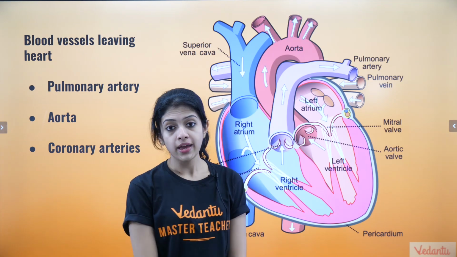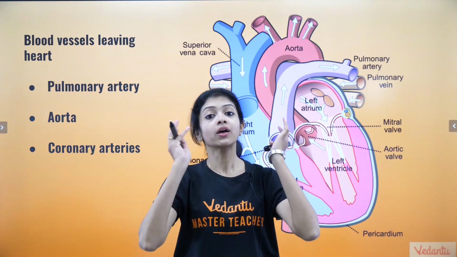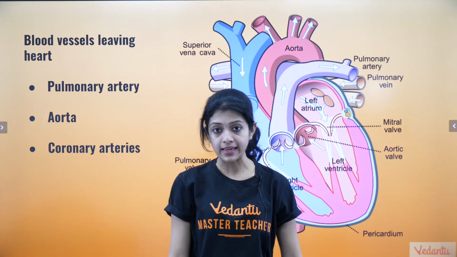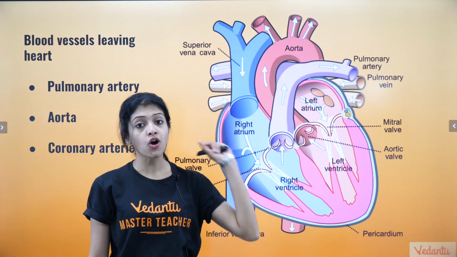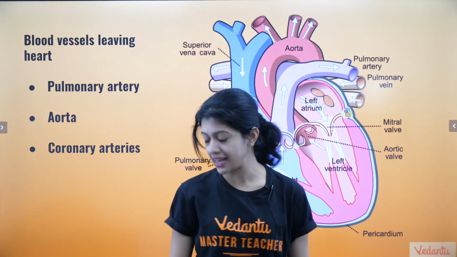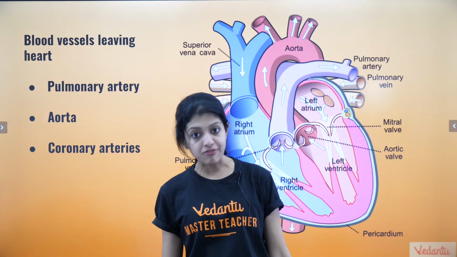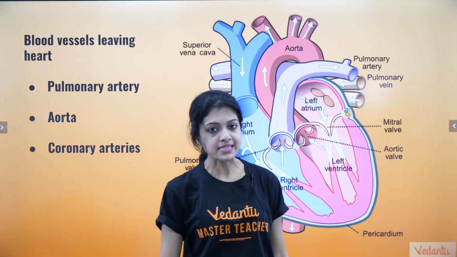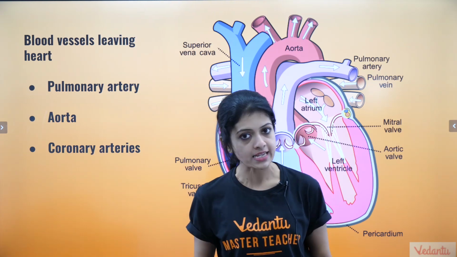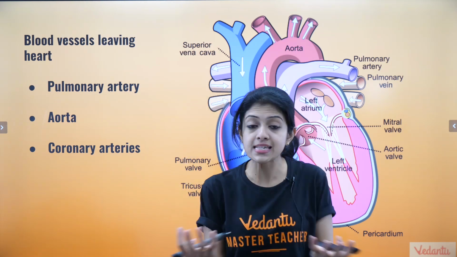What does it do? It's because of the aorta that blood is pumped to the different parts of your body. So it's a very, very strong and a very, very large artery, the aorta. Remember the name. And the third one, coronary arteries. Again, like the coronary veins, these blood vessels are in touch with your heart muscles. So coronary arteries supply blood to the muscles of the heart.